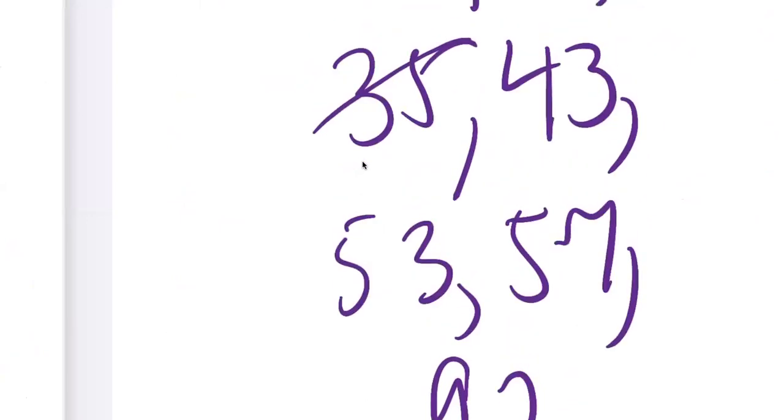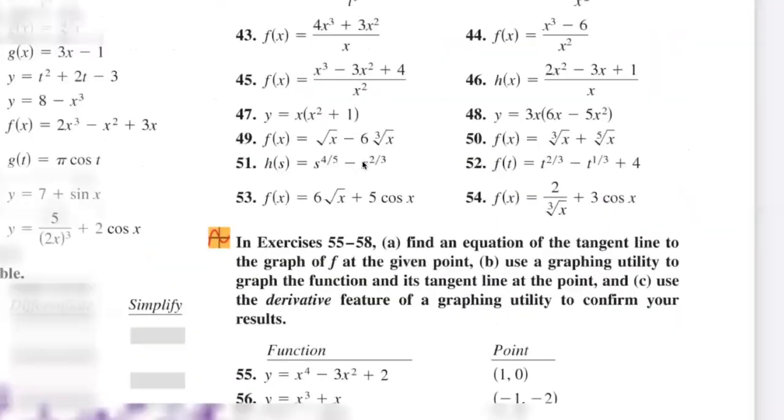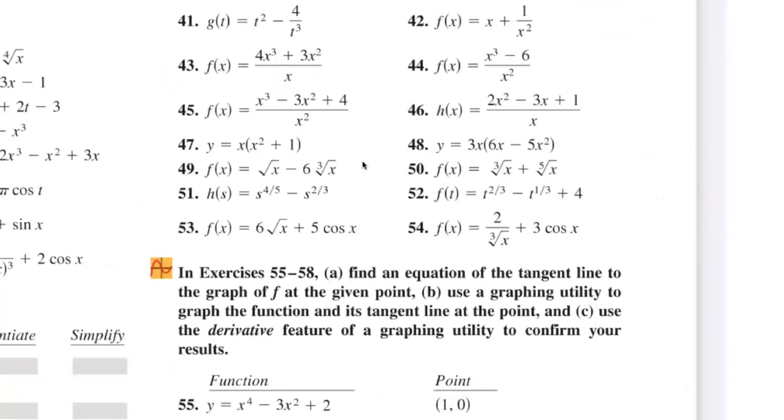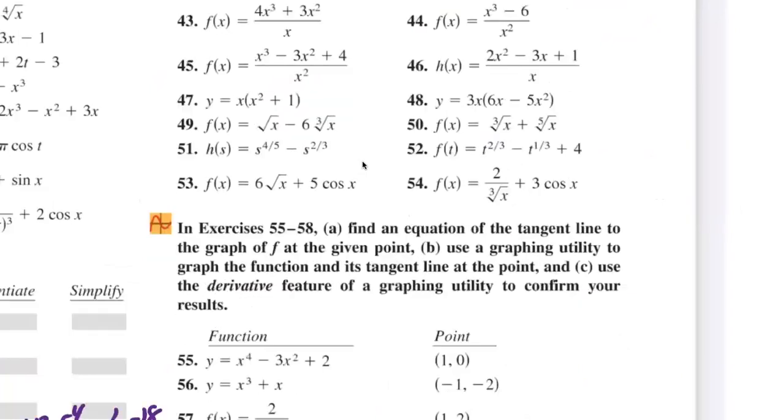So you'll have to finish 43, 53, 57, and 93. 53, I'll let you try that. You should be okay.